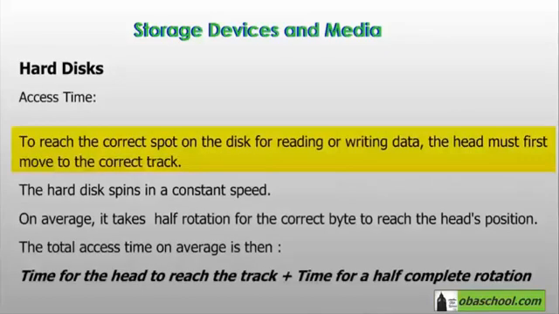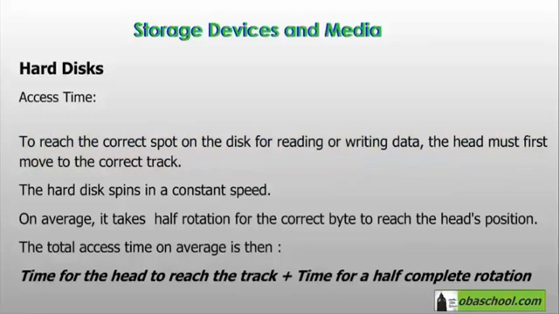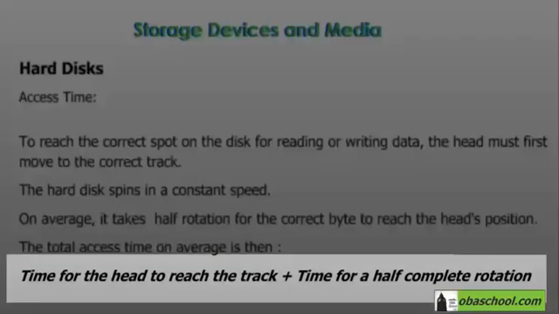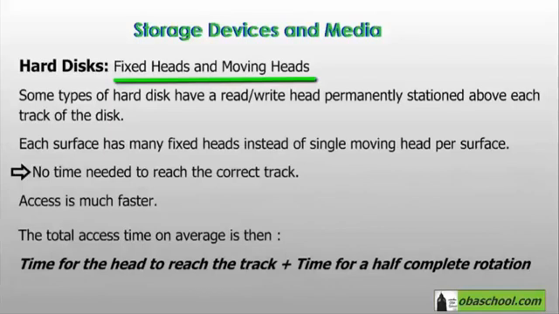Always remember, to reach the correct spot on the disk for reading or writing data, the head must first move to the correct track. The hard disk spins at a constant speed, as we saw in the video. On average, it takes half a rotation for the correct byte to reach the head's position. So, the total access time on average is then time for the head to reach the track plus time for a half complete rotation. Now let's move to the next part.